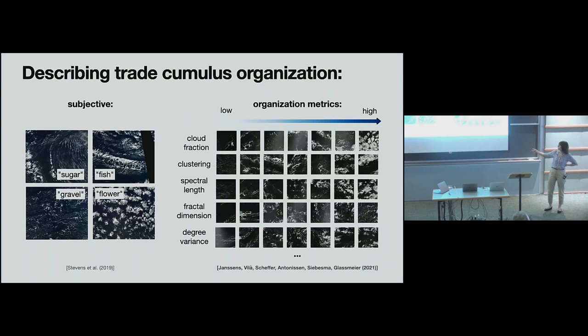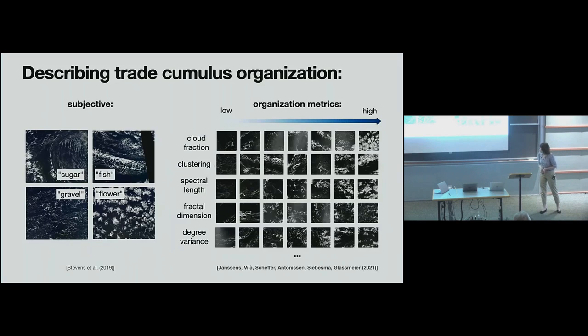Other options would be clustering, which somehow measures whether the clouds are randomly distributed or whether they tend to aggregate in certain places. We can take the spectral length, of course. We can look at things like the fractal dimension of the clouds, or we can also look at the degree variance when we try to come up with a cellular network description of these cloud fields.